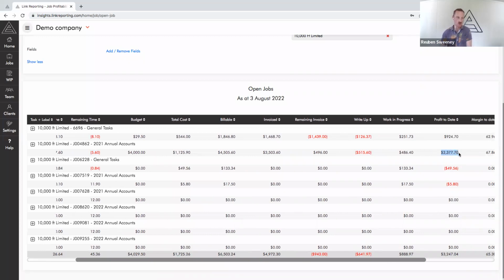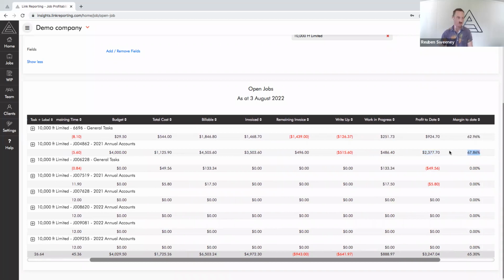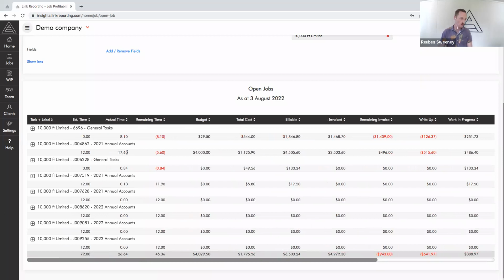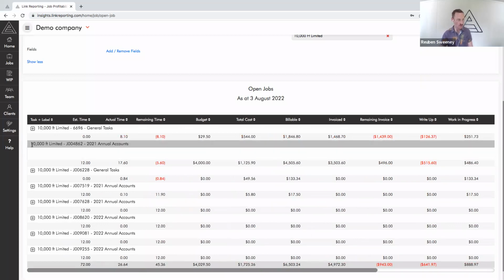$2,377. Is that good or bad? My margin is on track, 67%, but in order to really understand if I can keep that or if I'm likely to be able to keep that, I need to be looking at where I'm at in relation to my remaining budget. So where's my remaining budget? Over here. So we are over budget, but do I have much more time to go? Well, we're over time, so it's hard to say. Let's go a bit deeper.